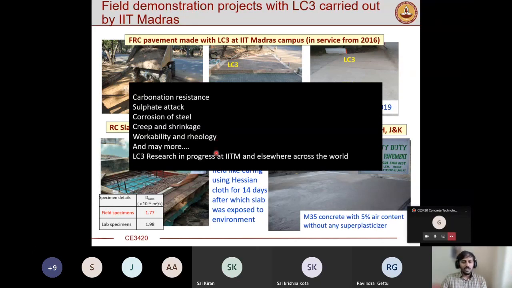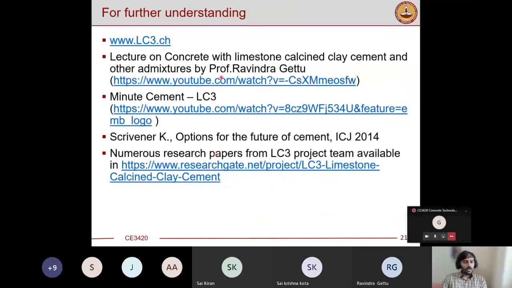And finally, I would like to conclude by showing you some links to references. You can read more about the LC3 project in this web link. There is also a lecture by Professor Gettu, which is available on YouTube, on the work done at IIT Madras. Other references show what LC3 basically is. And with this, I will conclude. If you have any questions, I'll be happy to answer. And thank you.